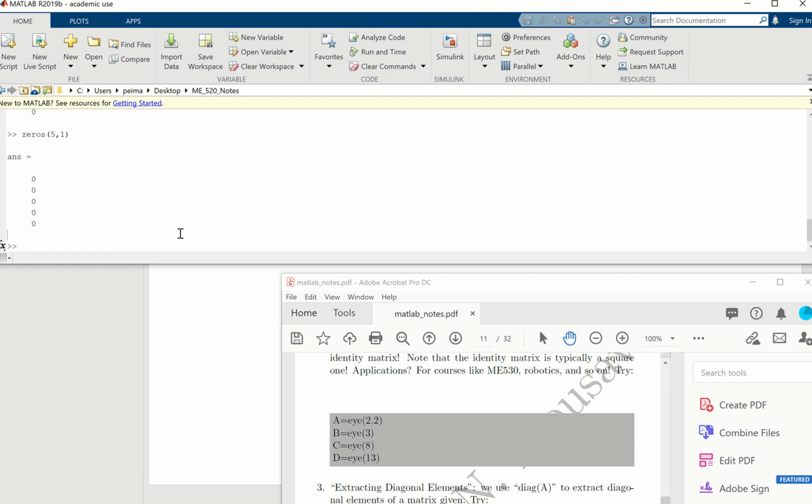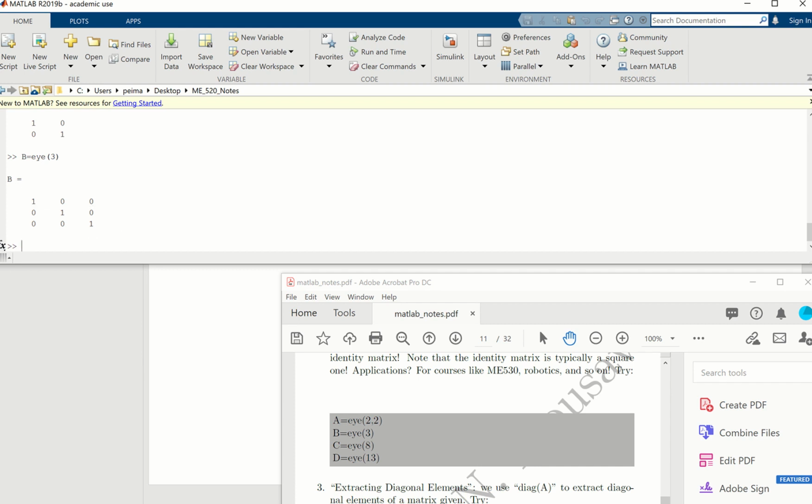So if I say A is I of 2 and 2, here we go. This is identity matrix. Diagonal elements are 1 and non-diagonal elements are zeros. 2 by 2 matrix, that's right. And if I say B is I of 3, it's going to give you the same command. So a 3 by 3 matrix, diagonal elements are 1.